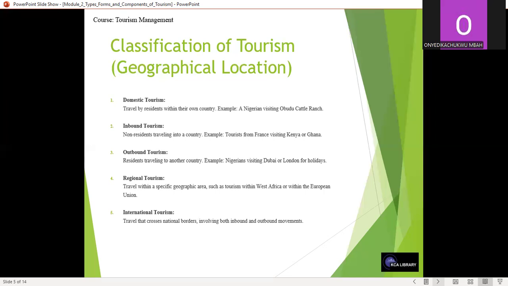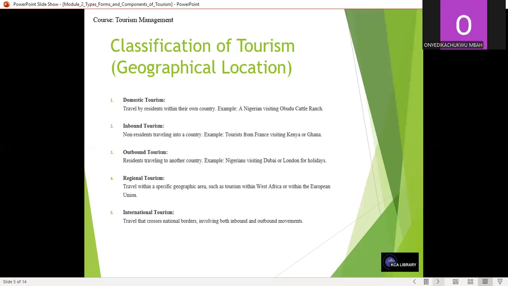Now we have inbound tourism. It means non-residents traveling into a country. Example, tourists from France visiting Kenya or Ghana. We have outbound tourism, residents traveling to another country. Example, Nigerians visiting Dubai or London for holiday. That is outbound tourism.